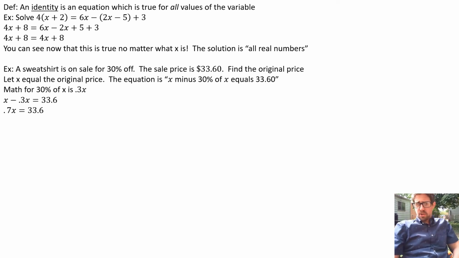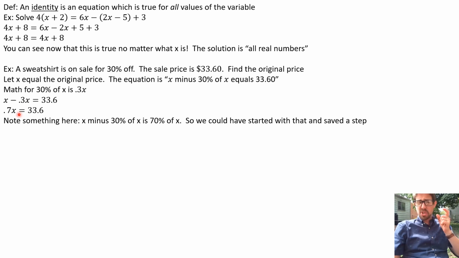Let's pause real quick, because if you look at where we're at, there's actually kind of a faster way to get to here. 30% off of something is the same exact thing as saying 70% of something. Does that make sense? If I take 30% off of a whole, what I'm left with is 70% of that whole. And what do I got here? That's what I have. 0.7x is 70% of x. So if you're comfortable doing that, that's totally fine. You can jump right to here.